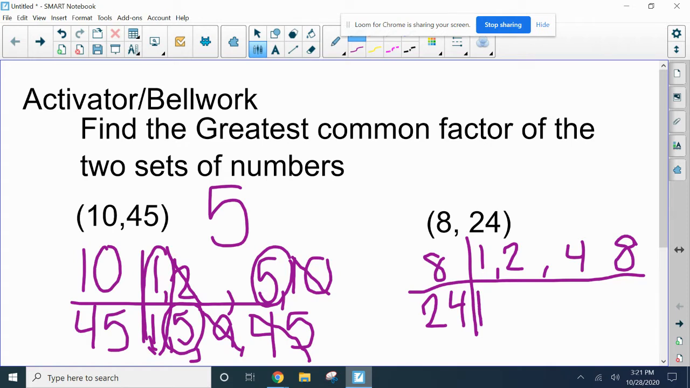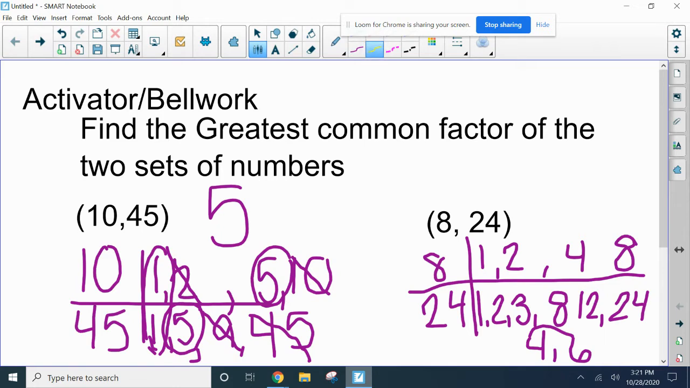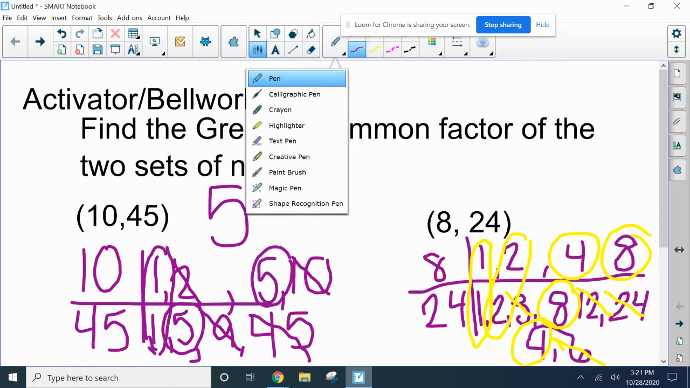All right, so then I know 1 and 24, 2 and 12, 3 and 8, and 4 and 6. So I can go ahead and say they both have a 1, they both have a 2, this is the only 3, they both have a 4, this is the only 6, they both have an 8, the only 12, and the only 24. So I can see the biggest number that I've circled from both sets is going to be an 8.